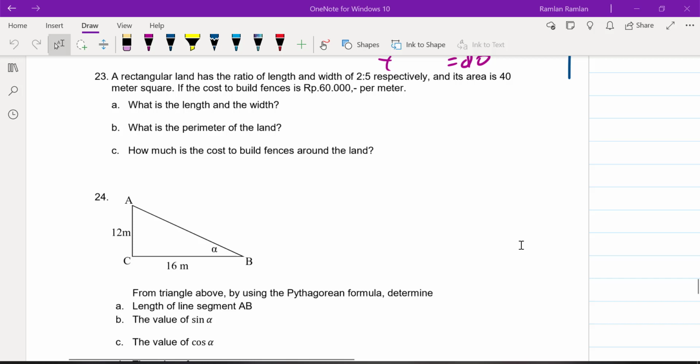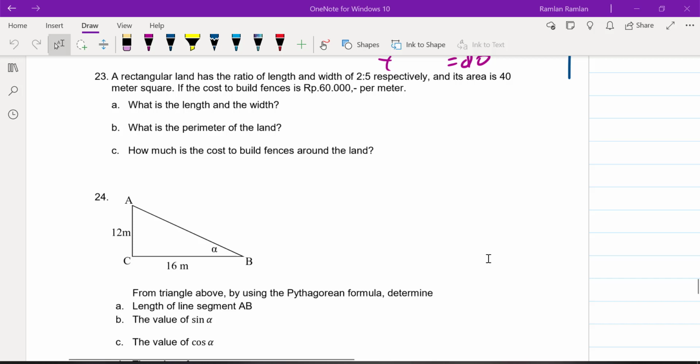Okay, let's go to number 23. A rectangular land has a ratio of length and width of 2 by 5 respectively, and its area is 40 meters squared. If the cost to build fences is 60,000 rupiah per meter, question A, what is the length and the width? Question B is what is the perimeter of the land, and how much is the cost to build fences around the land?